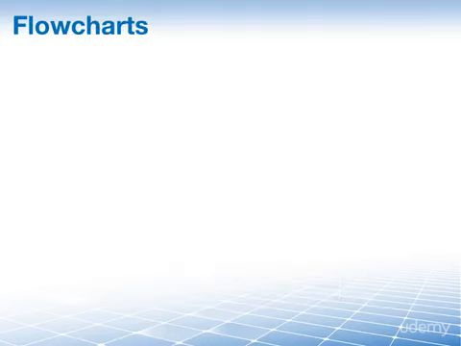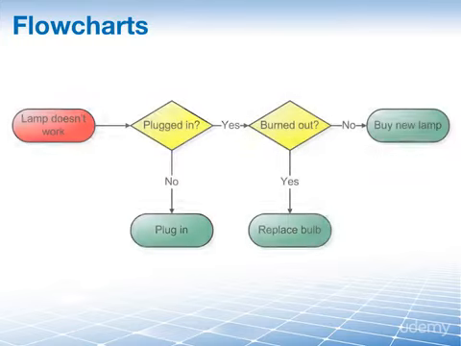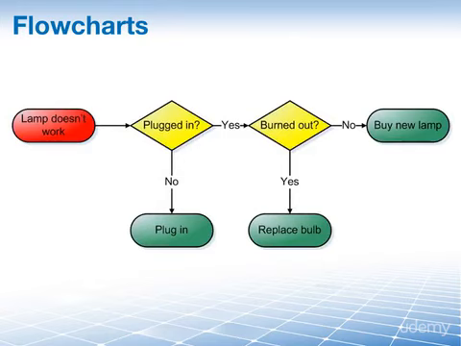Next on the list of our 7 basic tools of quality is the flowchart diagram. Yes, it's just boxes and arrows that show a process. Here we have a very simple decision flowchart that helps you figure out why your lamp may not be working. But you could also use this to document and analyze a complete process.